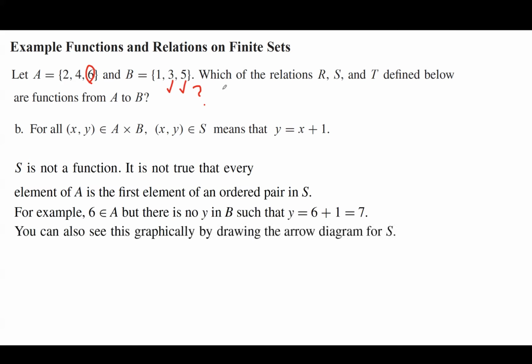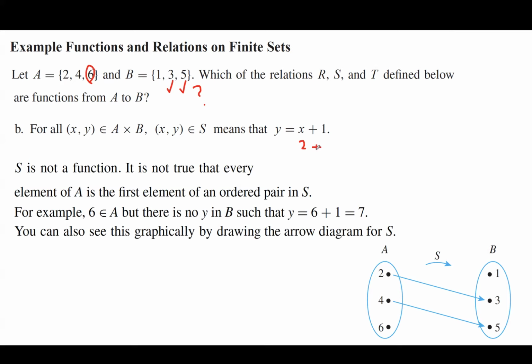You have some input values and the output values are not there. So 2 maps to 3. If I plug in 2 here, 2 plus 1 becomes 3, which is just right here. If I plug in 4, I get 4 plus 1, which is 5, which is just right here. But what about 6? If I plug in 6, 6 plus 1 is 7, which doesn't belong to set B. So this is not a function.